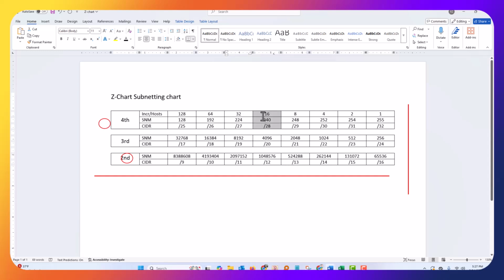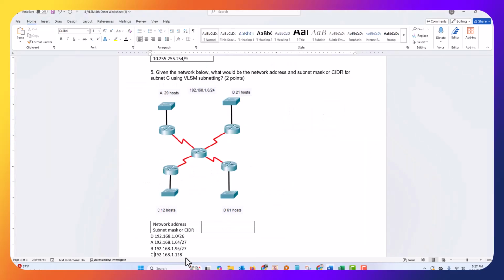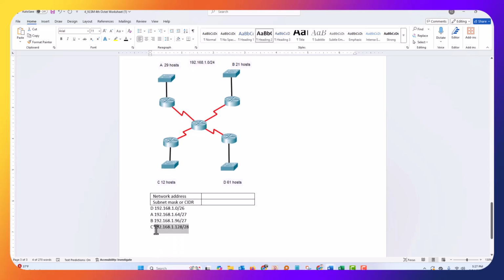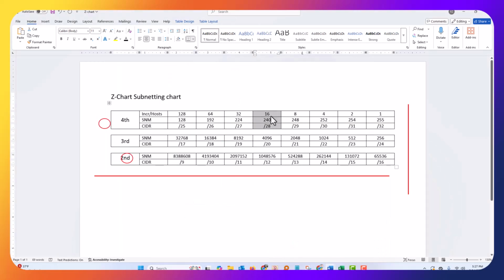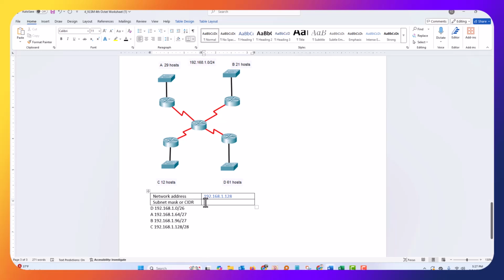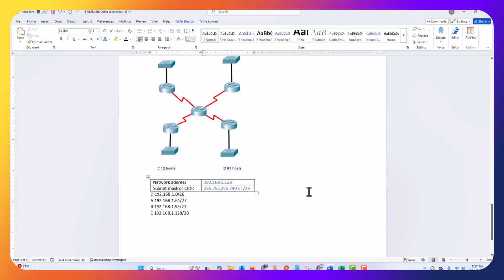If I need 12 hosts, then I will need a /28 for that one. So that gives me, I needed the network address and the subnet mask, so that would be this number right here, 192.168.1.128, and this would be a /28, which is the same as 240 in the fourth octet: 255.255.255.240, or /28. All right, so that's the end of this one.